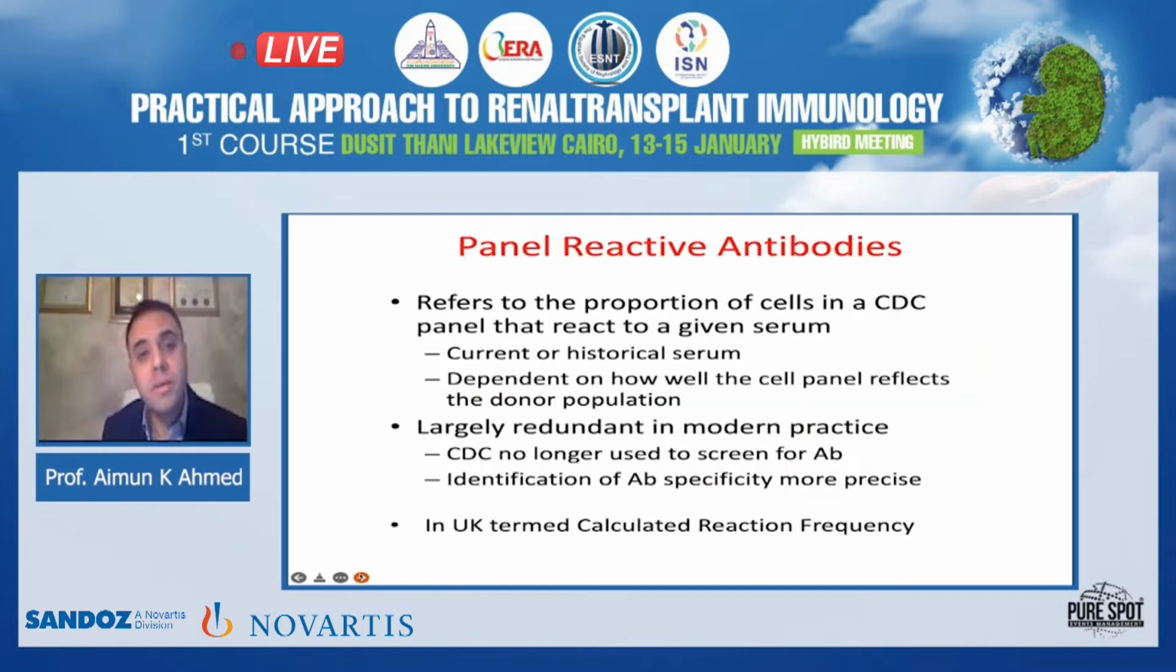But in the past, there was the panel reactive antibody, referring to the proportion of cells in the CDC, as I mentioned. It did measure the current and the historic serum, depending on how the cell panel reflects the donor population. It's largely redundant now in modern practice. In the UK, it's termed calculated reaction frequency.